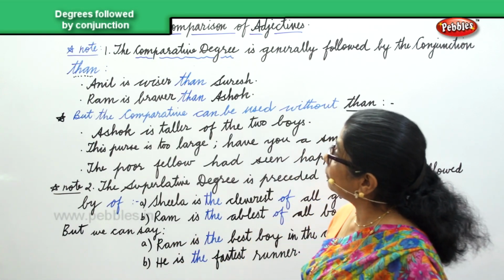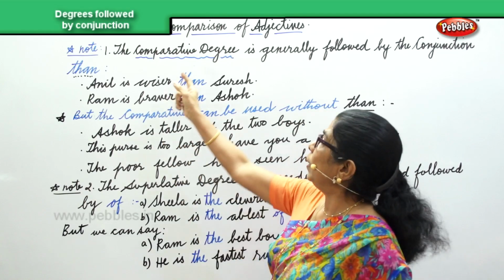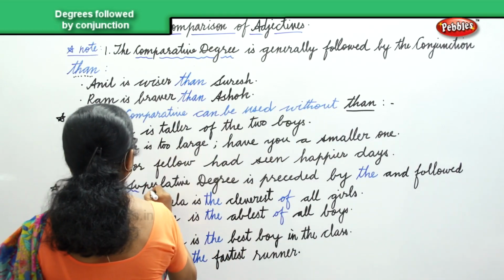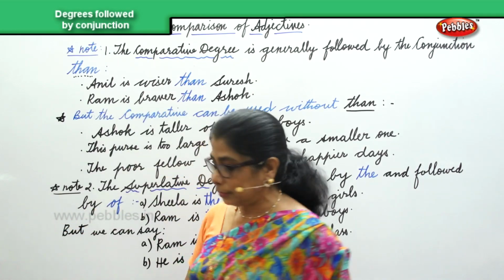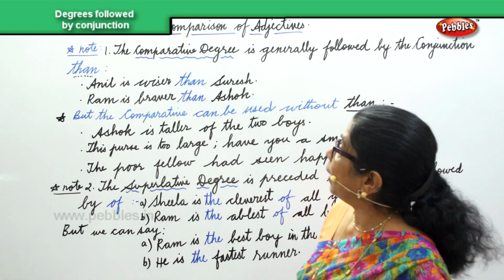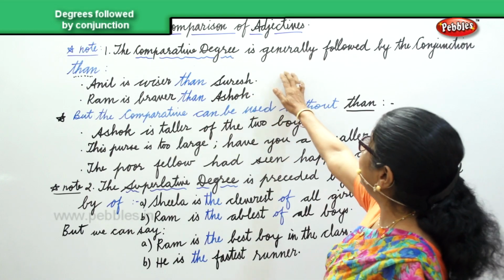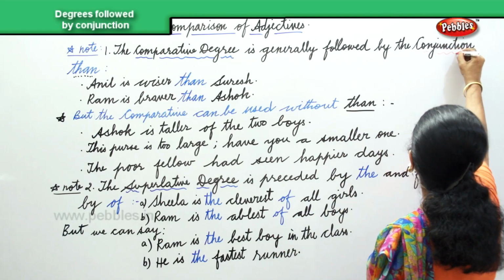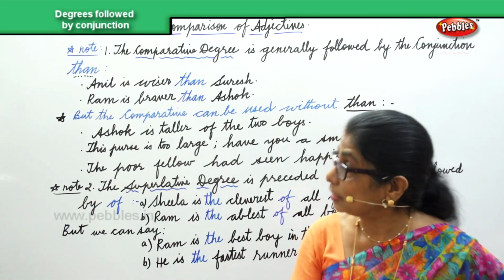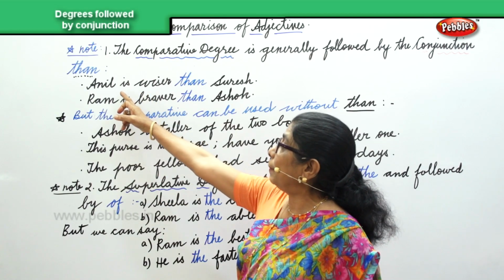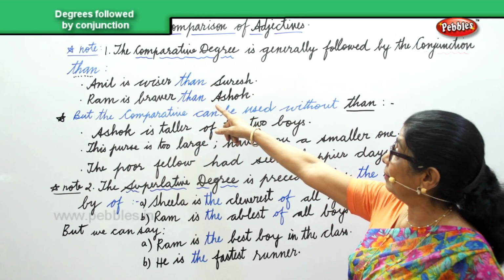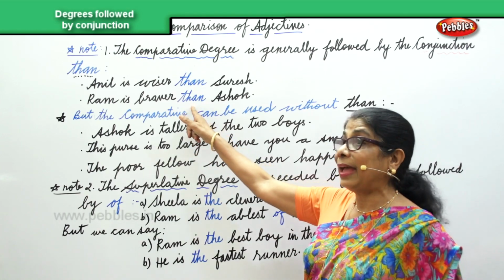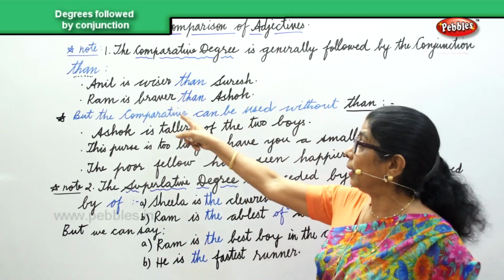Now, we are looking at something that you have to note when it's a comparative degree or superlative degree. We have to make a note of certain things, how it's formed and how sometimes the rule doesn't need to apply. Now, in the first one, let's note, the comparative degree is generally followed by the conjunction than. Okay, that's how the comparative degree is formed. Look at the example. Anil is wiser than Suresh. See, we use the conjunction here. Ram is braver than Ashok. Here we are comparing two people.